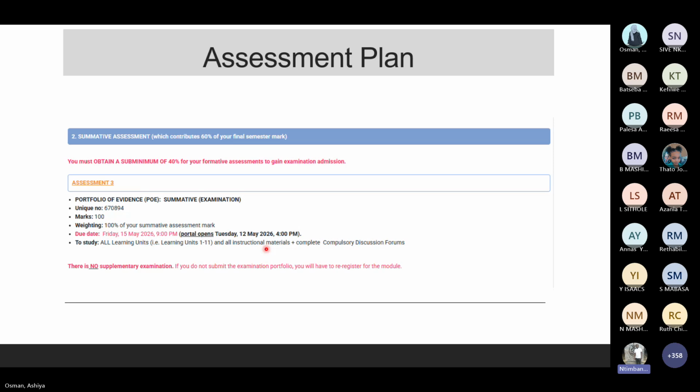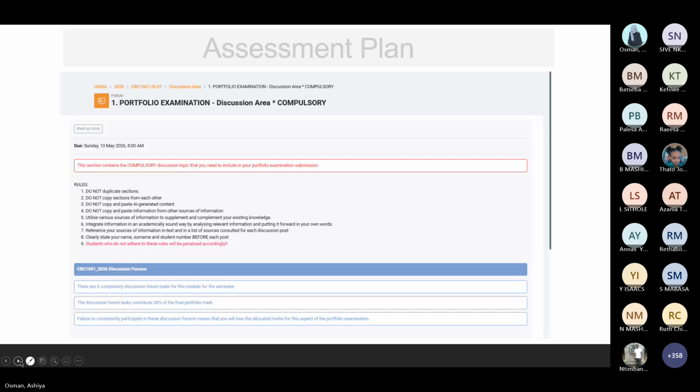So as far as those policies are concerned, for certain assessments, we need to open these assessments within a certain period. Since this is a portfolio, and a portfolio of evidence is considered to be simple because it's like a take-home exam, you won't have any supplementary examination. So if you fail the module, you need to come back and register next year. This is an important point.